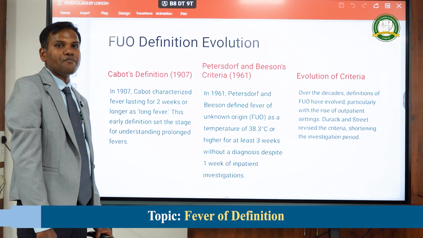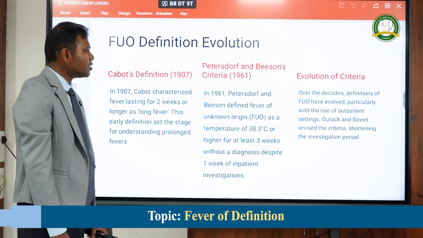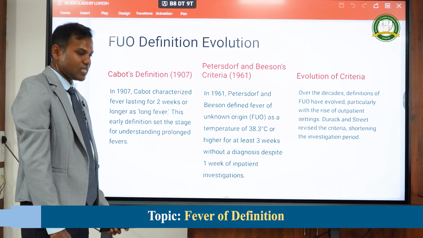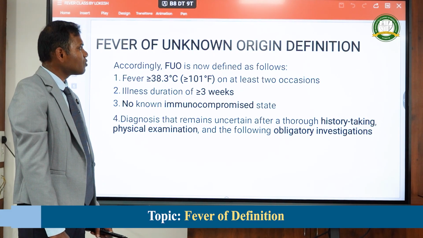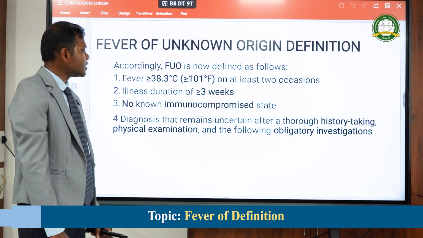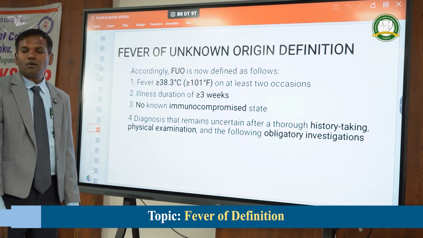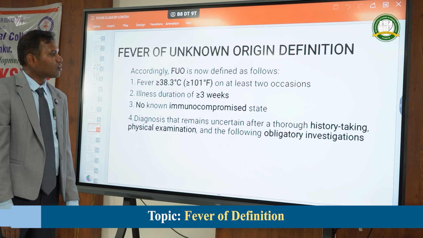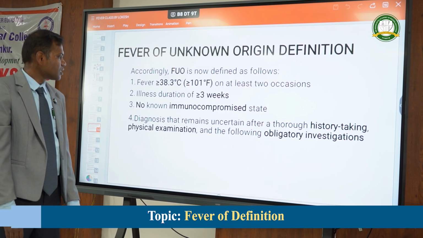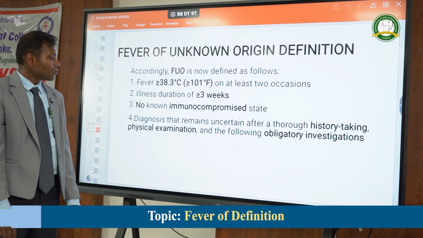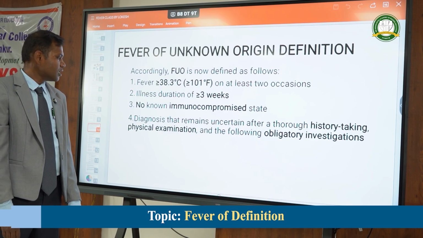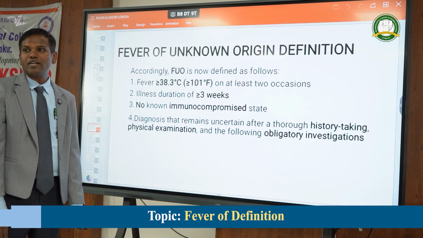Now, the evolution of the criteria of pyrexia of unknown origin or fever of unknown origin. Durack and Street revised the criteria, shortening the investigation period. Fever of unknown origin is defined as fever of 38.3 degrees centigrade or more, that is equal to 101 degrees Fahrenheit, on at least 2 occasions; illness duration of 3 weeks or more; no known immunocompromised state; and a diagnosis that remains uncertain after thorough history taking, physical examination and the following obligatory investigations.